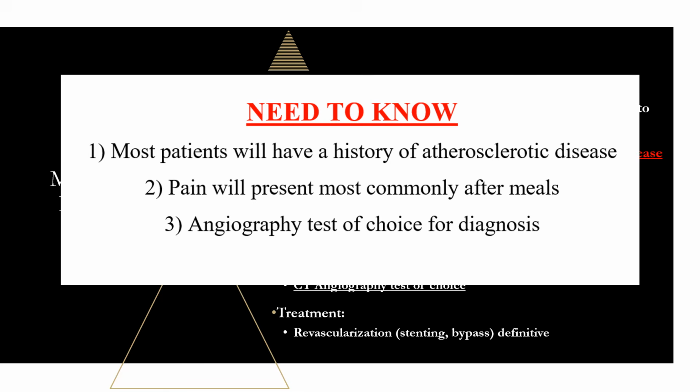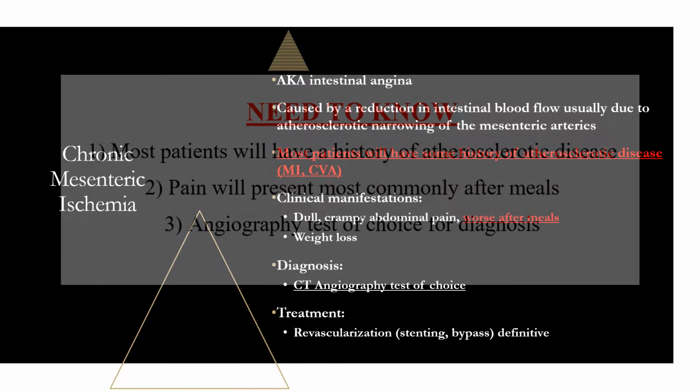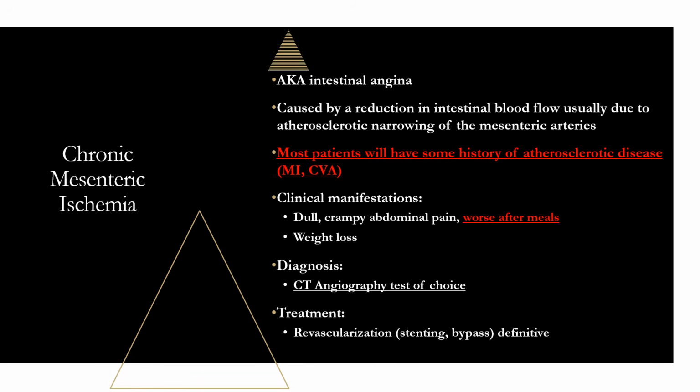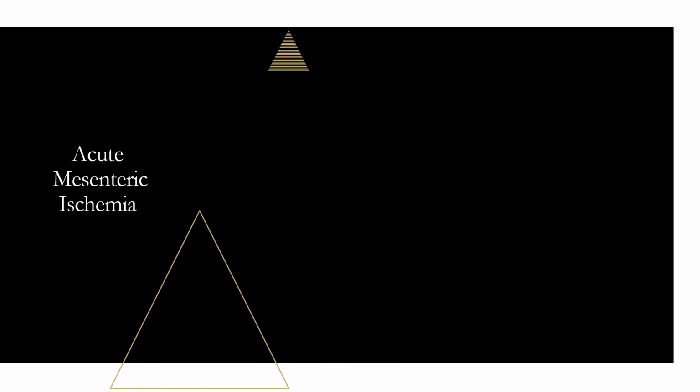You don't have to worry about the patient being claustrophobic. So normally MRI is not going to be your first line imaging. So CTA will be your test of choice for chronic mesenteric ischemia. So let's move on to the opposite end. That's going to be acute mesenteric ischemia.